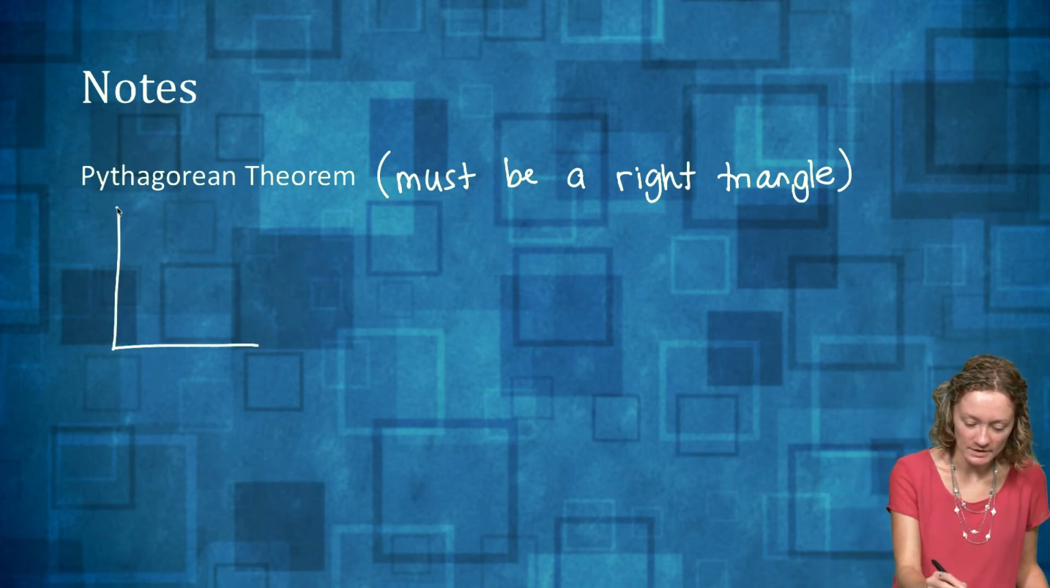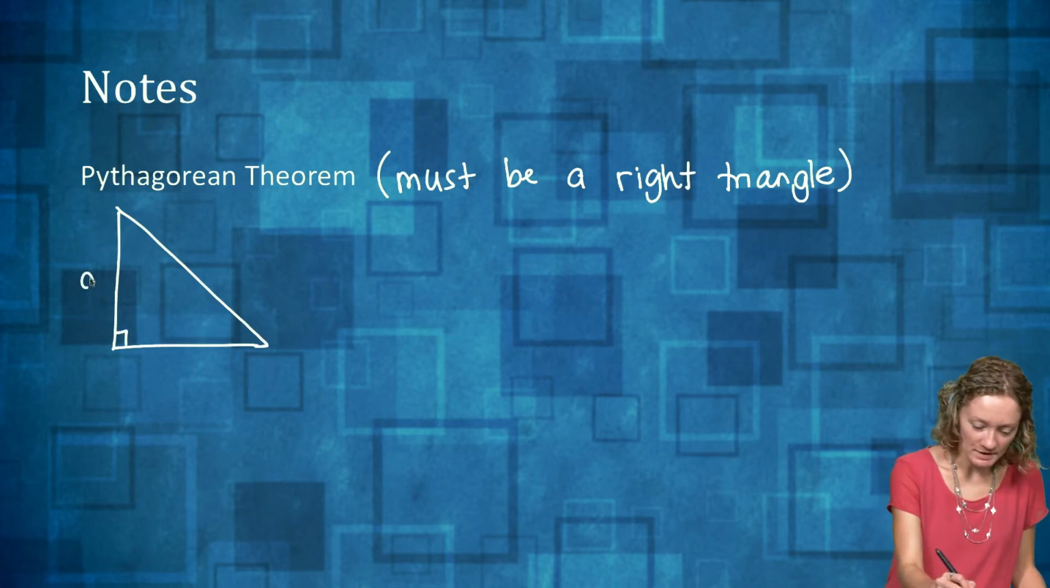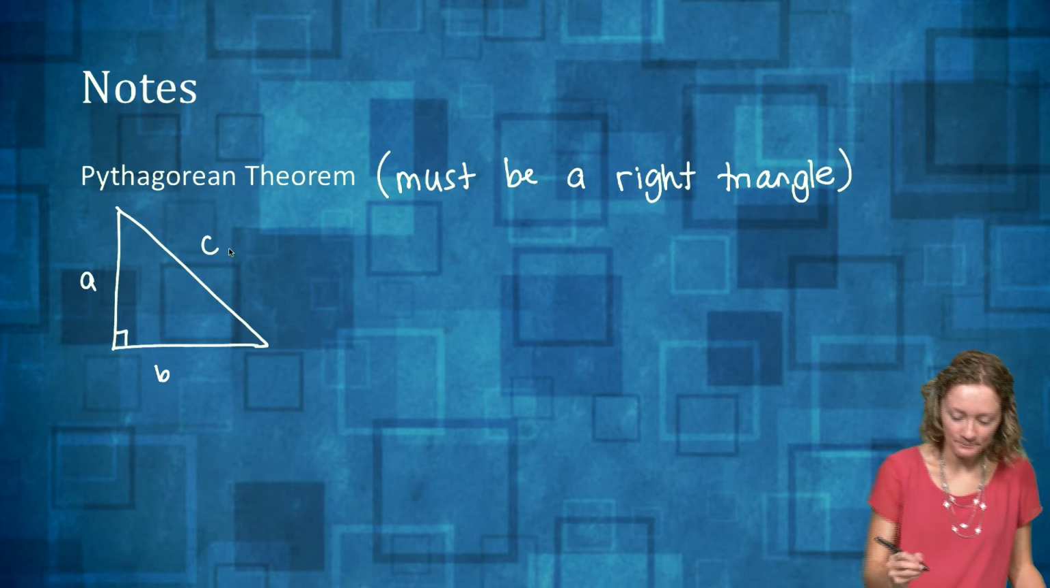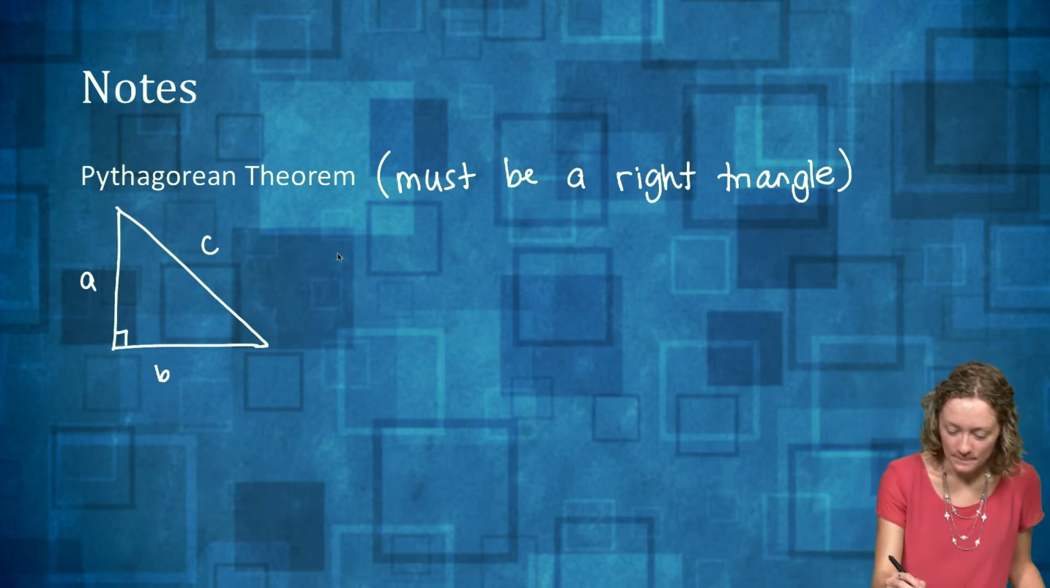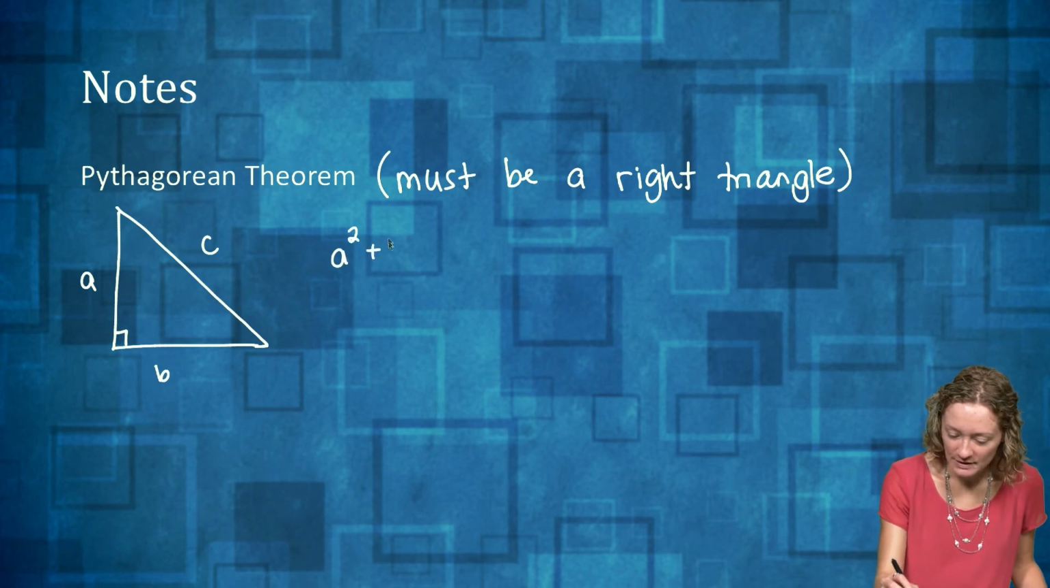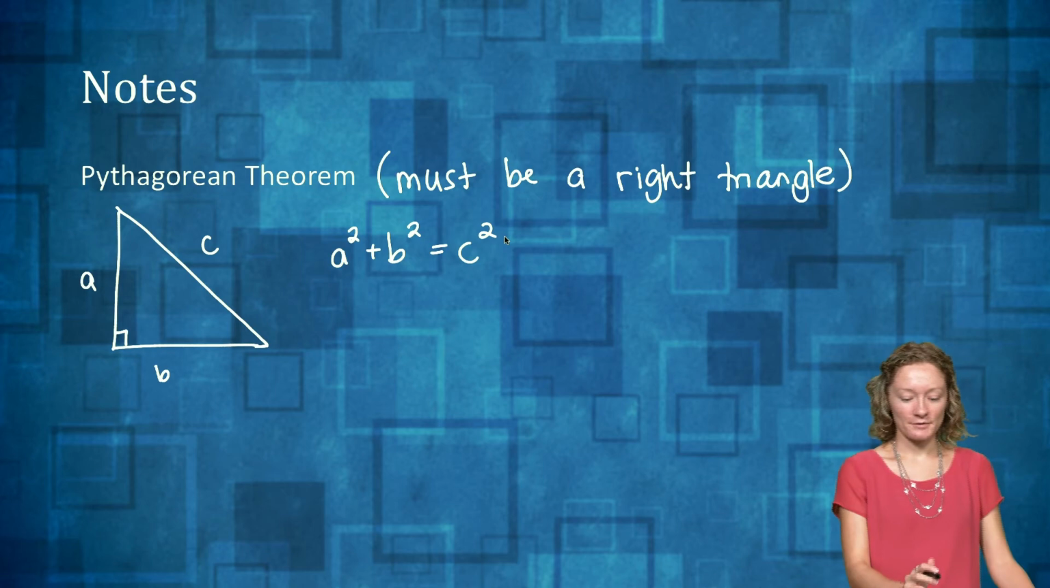So let's say this is the right triangle that we have. We'll label the sides A, B, and C. And I'm sure some of you are already saying you remember this formula. You're probably ahead of me in listing it already. A squared plus B squared equals C squared.